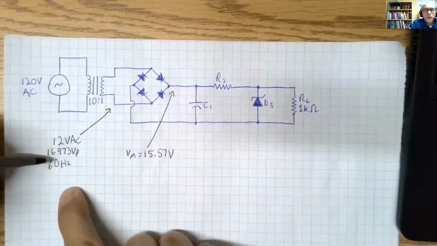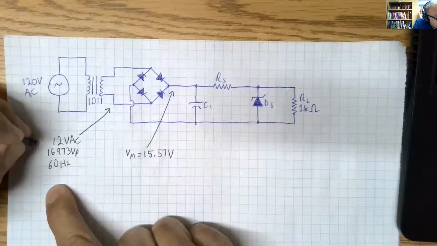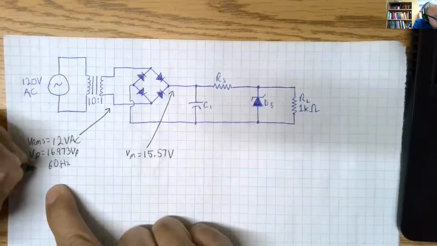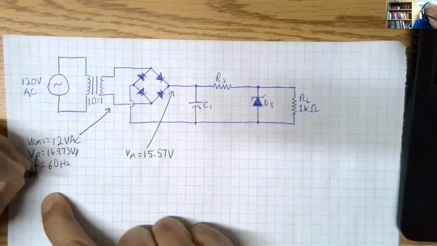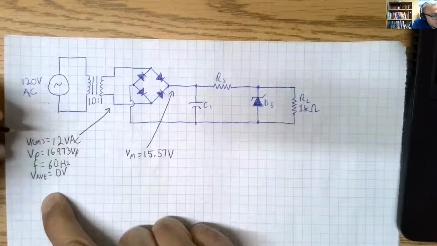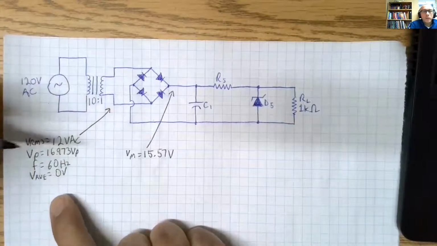The other thing you need to know here is our V average. So VRMS, sorry, V peak, frequency, and our V average here is 0 volts. This is a straight sine wave. It's AC, it's on 0, so it's 0 volts.